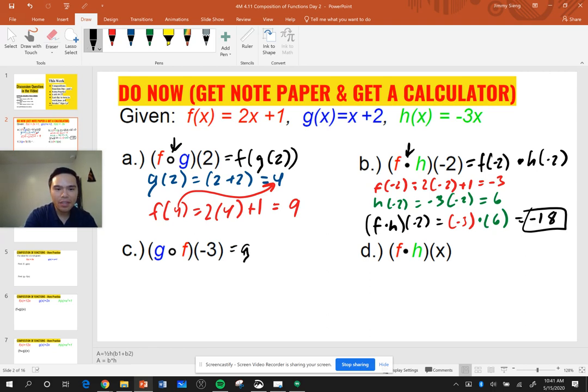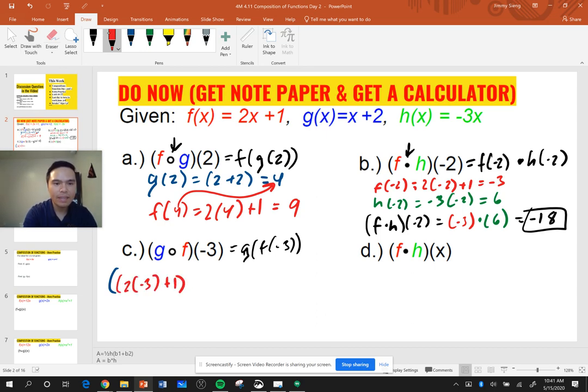This is going to be g of f of negative 3. I'm doing C now. I'm going to go ahead and put all those things together, right? So I got parentheses g, which is x plus 2, but I'm going to put f in there, which is 2 times negative 3 plus 1, right? I replace the x in g of x, and I'm going to add 2. So doing the math there, I get negative 6 plus 1 is negative 5. Negative 5 plus 2 is negative 3.